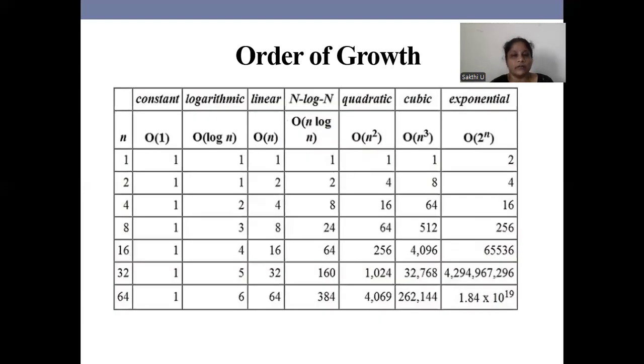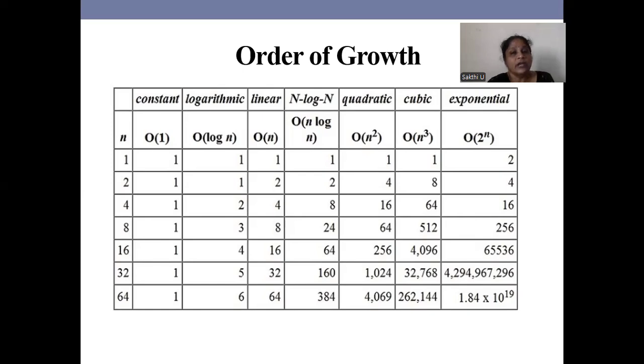And this is the order of growth table. For example, take the last row, where n is 64, the number of inputs is 64. Here constant means order of 1. Whatever may be the n value, it takes only one operation. Order of growth is 1, that is fixed. This constant won't change. This is a rare case for some problems. And logarithmic, so log of 64 is 6. If the algorithm time complexity is log of n, it performs only 6 operations.